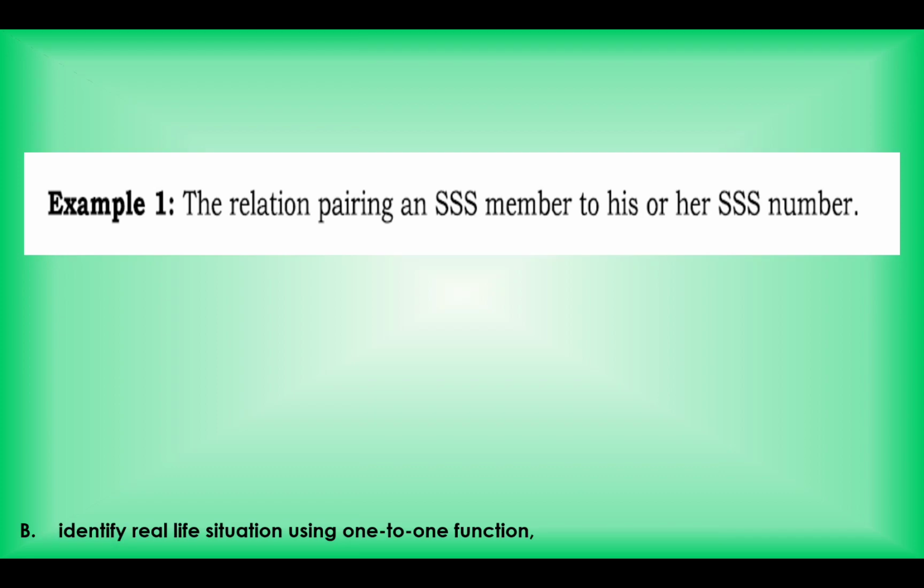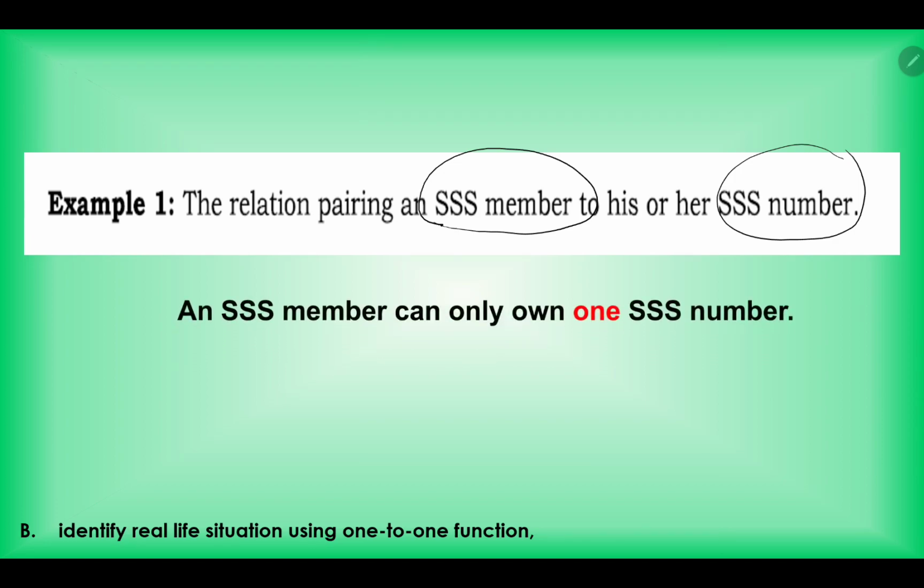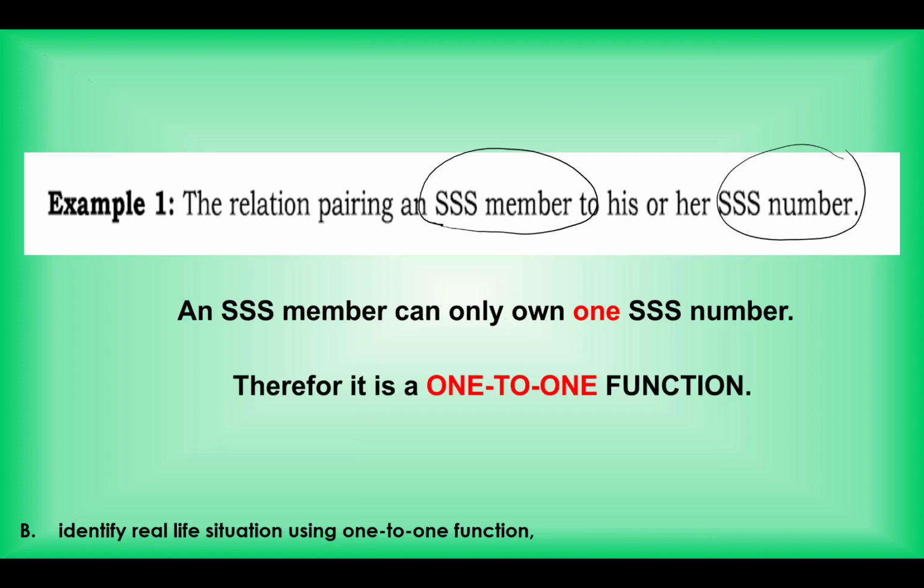In a real-life situation, paano natin malalaman kung ang example ay one-to-one function? Halimbawa, the relation between pairing an SSS member, tao, to his SSS number. Alam naman natin na ang isang SSS member ay pwede lang magkaroon ng isang SSS number. Kung kaya, ang example na ito ay one-to-one function.